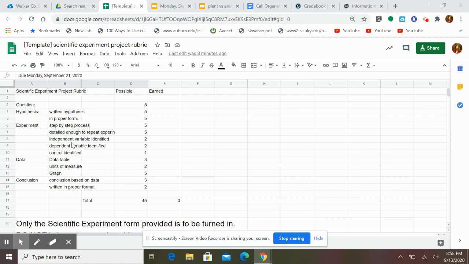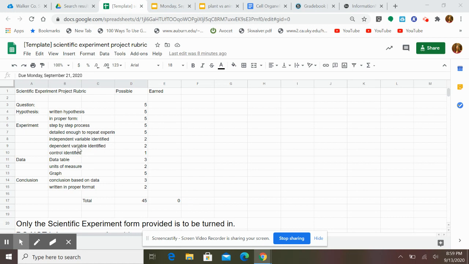Then you are going to identify the dependent variable. The dependent variable is the results. That is the information you are writing down in your data table. I would like for you to also identify your control. Remember, your control is the part of the experiment that does not have any changes made to it. It is the part of the experiment that is under normal circumstances.